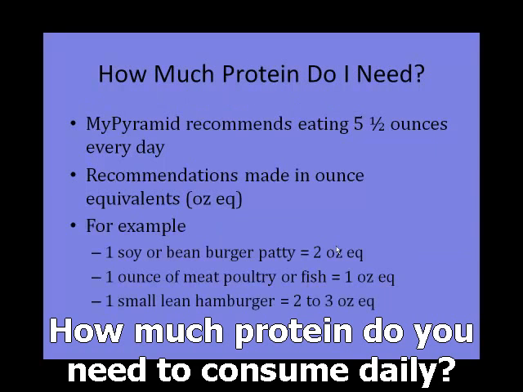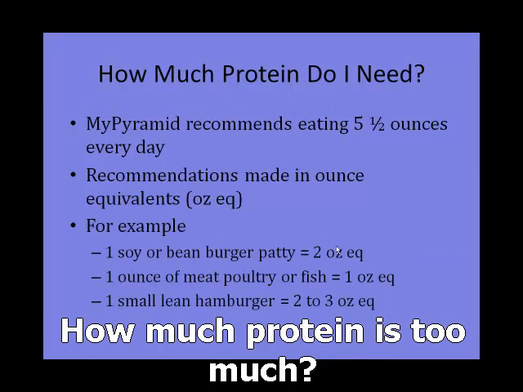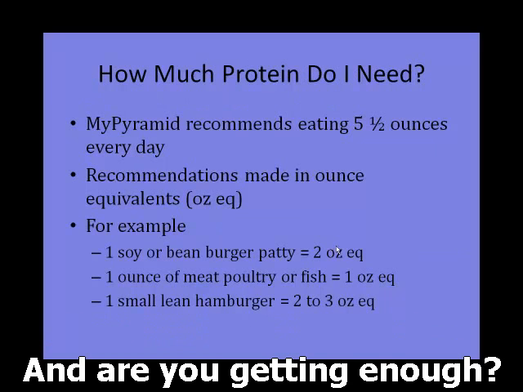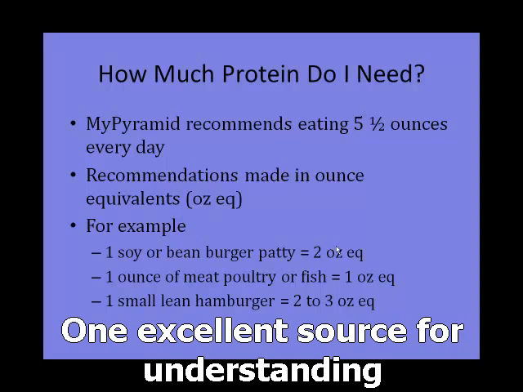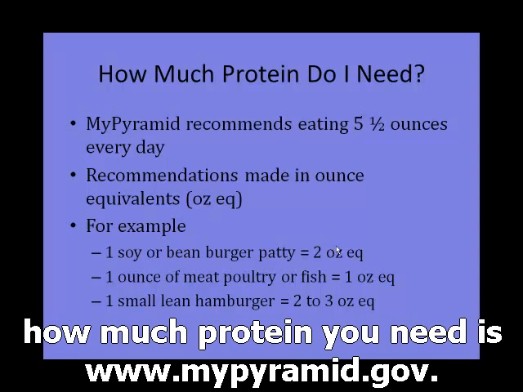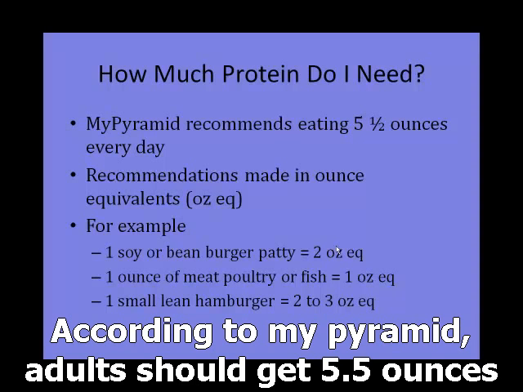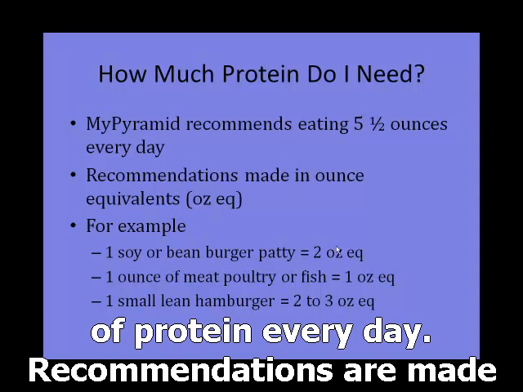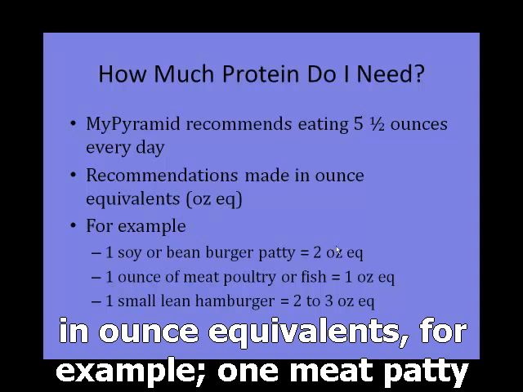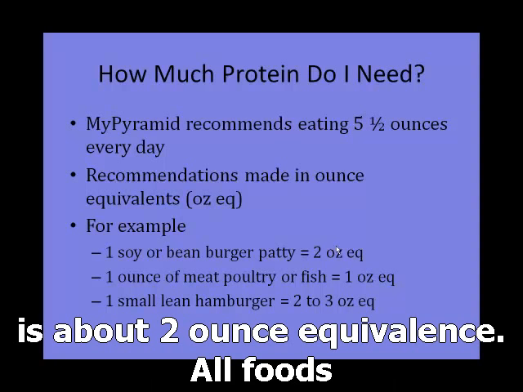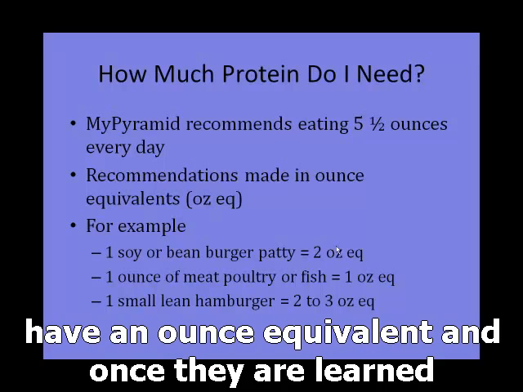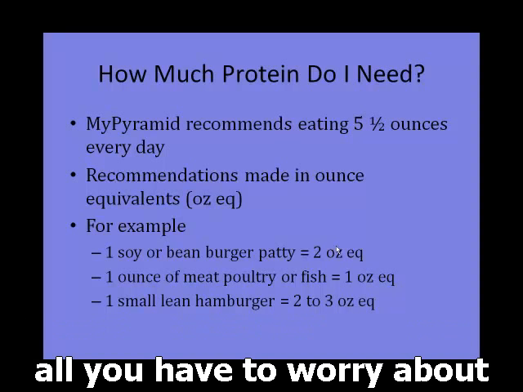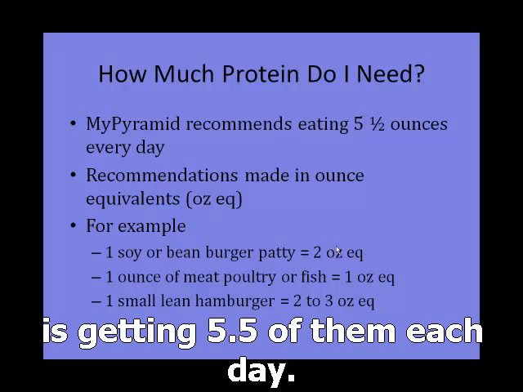How much protein do you need to consume daily? How much protein is too much? And are you getting enough? One excellent source for understanding how much protein you need is www.mypyramid.gov. According to MyPyramid, adults should get 5.5 ounces of protein every day. Recommendations are made in ounce equivalents. For example, one meat patty is about 2 ounce equivalents. All foods have an ounce equivalent, and once they are learned, all you have to worry about is getting 5.5 of them each day.